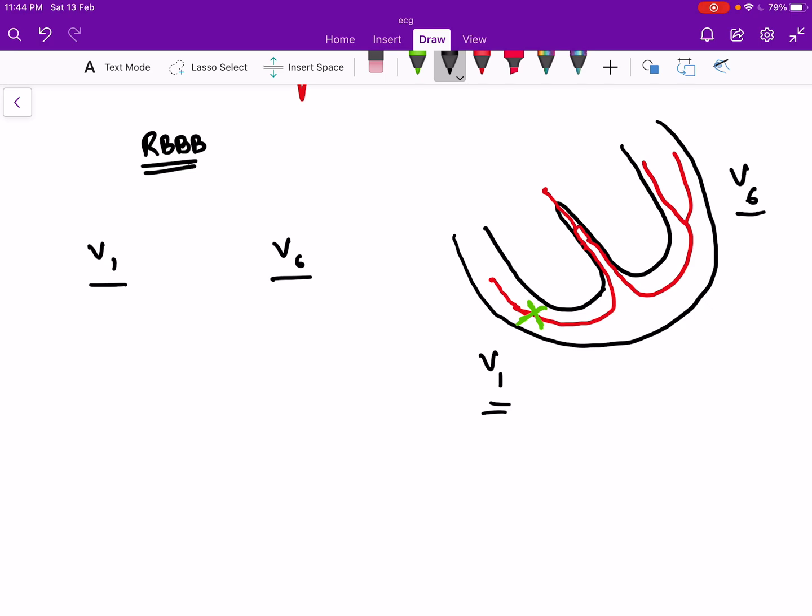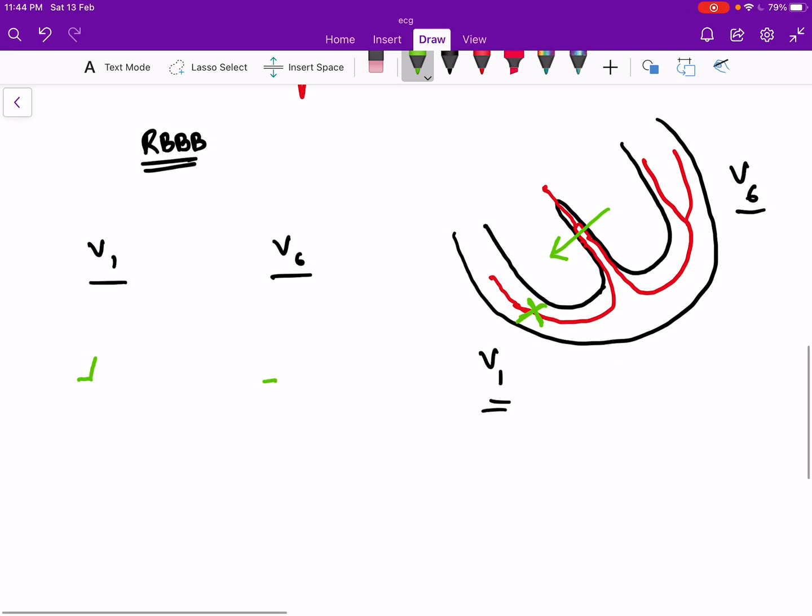As the right bundle branch is blocked, the initial depolarization, which is from left to right, of the ventricular septal muscle will not be affected, as the ventricular septum is depolarized from the left bundle branch. So in lead V1, as the depolarization is towards V1, we'll get a positive deflection, and as it is away from V6, we'll get an initial negative deflection.